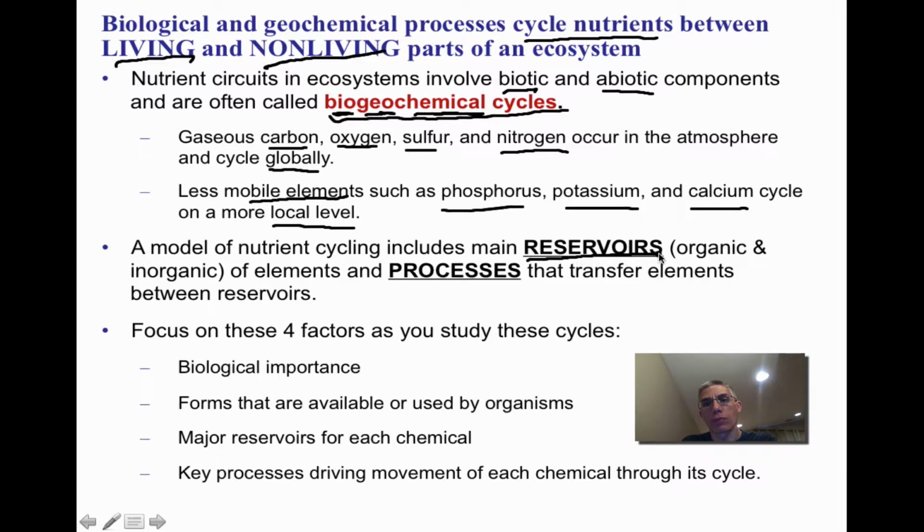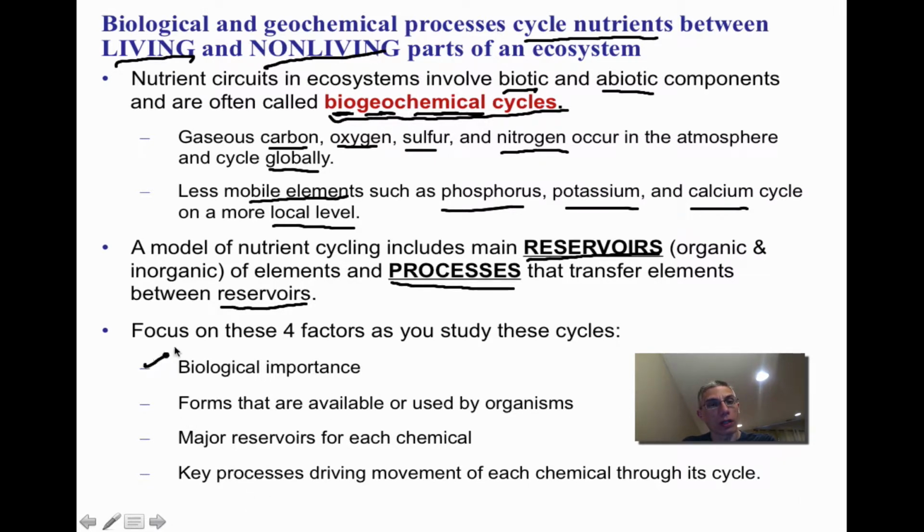Now, a model of nutrient cycling is going to include basically two things. We're going to have to look at something called the reservoirs, which could be organic or inorganic. And then, of course, we need to look at the processes that are going to be represented that actually transfer these elements between these different reservoirs. Now, we're going to focus on basically these four factors as you study the cycle. So once we get into our activity, these are the things I need you to pay attention to.